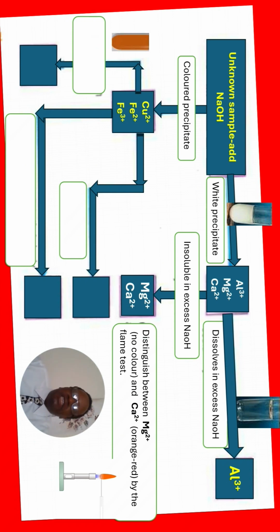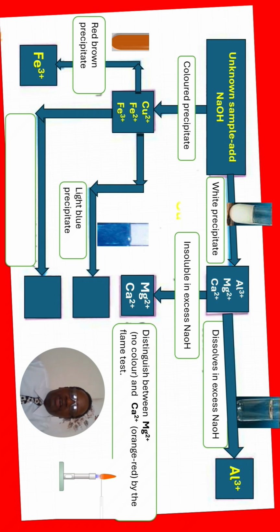If the precipitate is red-brown, then we can confirm that the sample is having ion 3 ions. If the precipitate is blue, then we can confirm that it's copper 2. Confirmed.